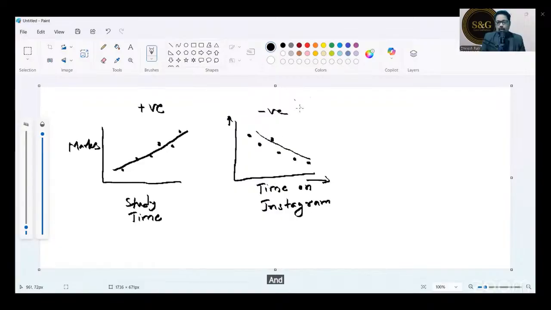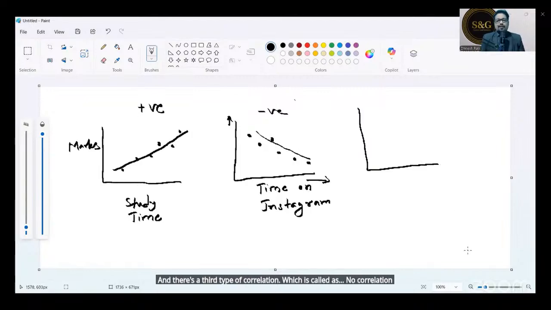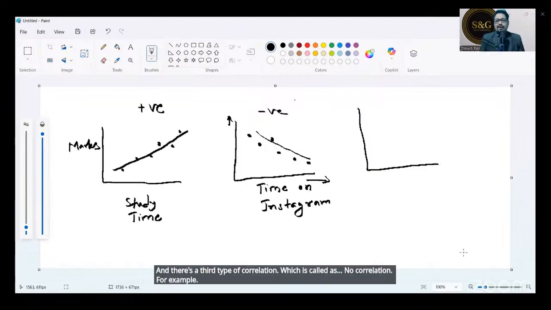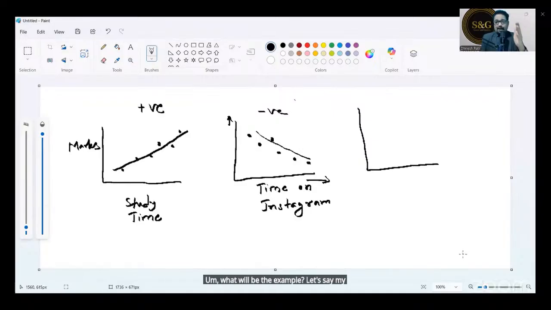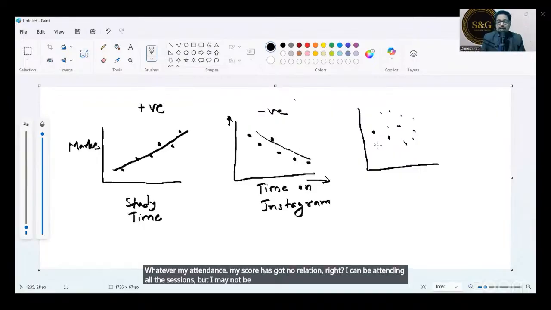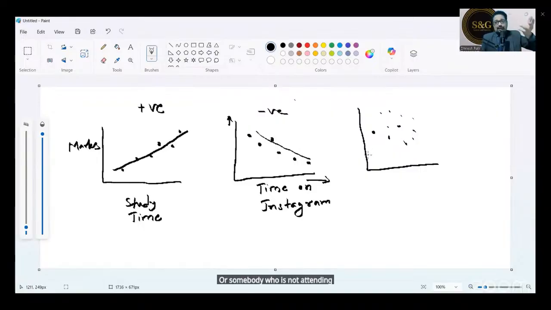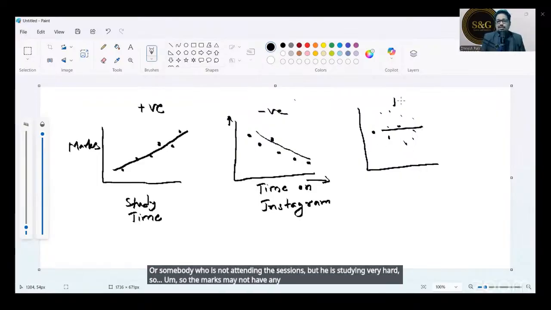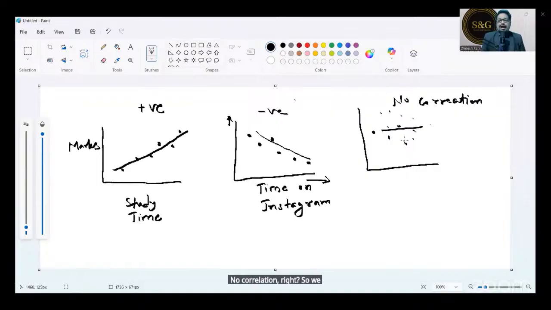And there's a third type of correlation, which is called no correlation. For example, let's say my attendance in my college or school has no correlation with my score, because whatever my attendance, my score has no relation. I can be attending all the sessions, but I may not be giving focus. Or somebody who is not attending the sessions, but he is studying very hard. So the marks may not have any impact. So you can say there is no relationship, no correlation. So we have all seen that.